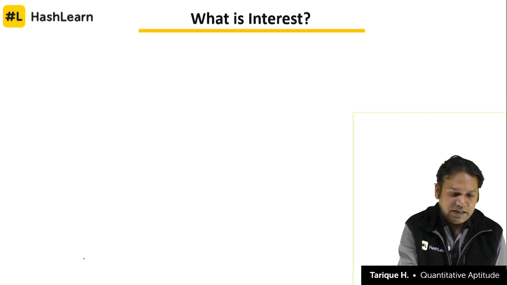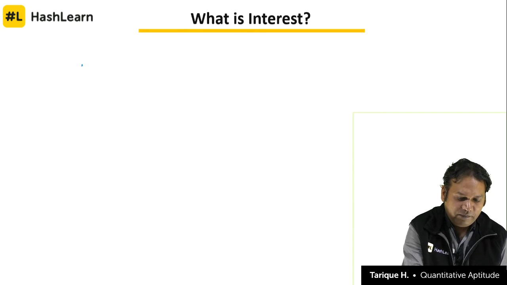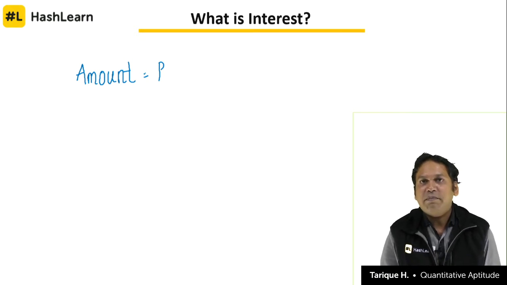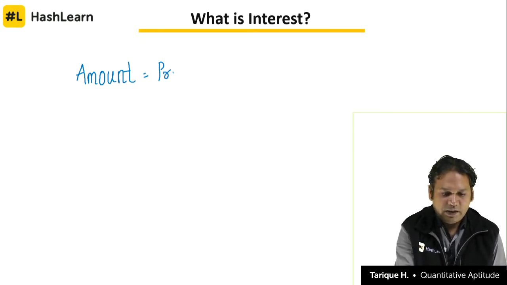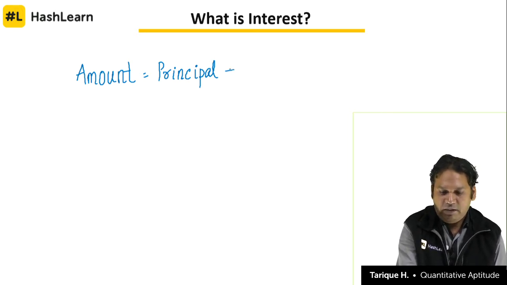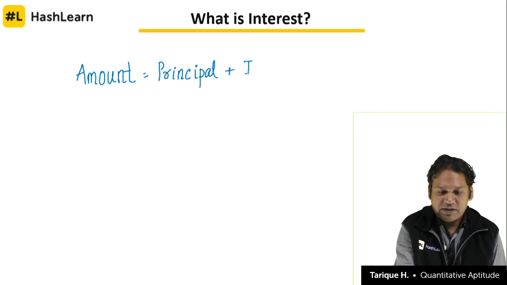So after a particular point of time, you get a certain amount. You deposit some money in a bank, and at the end of the period, the bank pays you interest. The formula that goes with all questions of interest, whether simple interest or compound interest, is that amount is equal to principal plus interest.